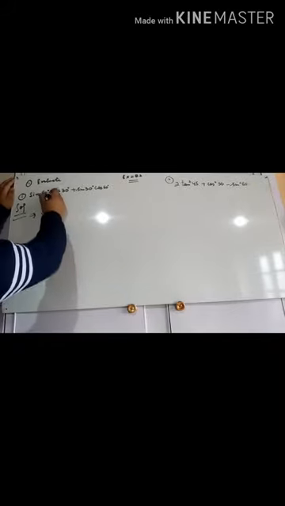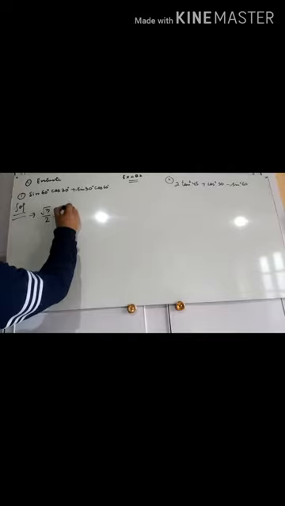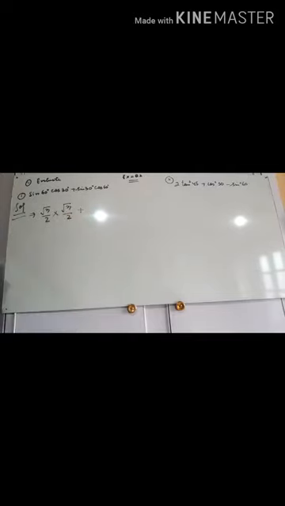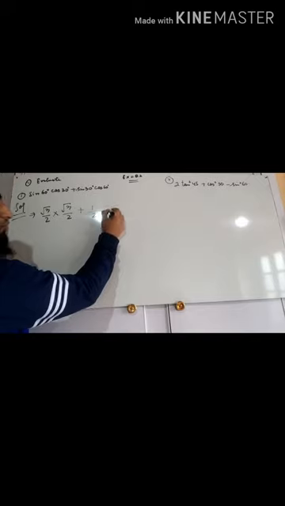Okay, and there is a multiplication sign. Cos 30 is also root 3 by 2. Then there is a positive sign. Sine 30 is 1 by 2. Cos 60 is also 1 by 2.